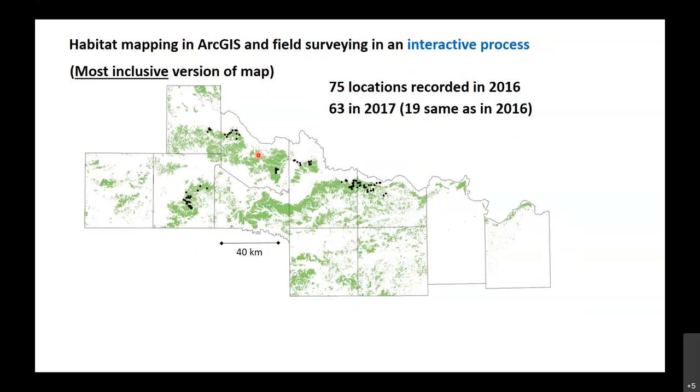And you can't see the roads here, but notice that there are clusters of the locations. And what you see here in green is some habitat mapping that we did.